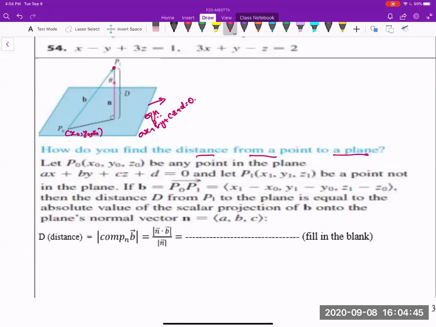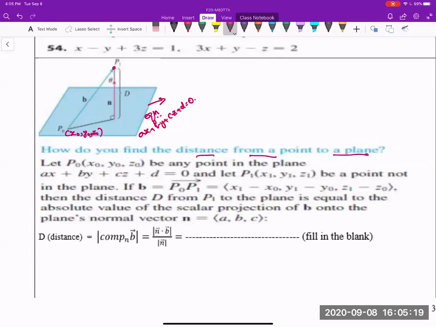Once you know that, the equation is a linear equation in x, y, z, which means that the coefficients a, b, c are the components of the normal vector n. And let's join the line segment from P0 to P1. So remember, P1 is the point outside of the plane where you want to find out the distance from the plane. And P0 is the point on the plane. You're connecting P0 to P1.